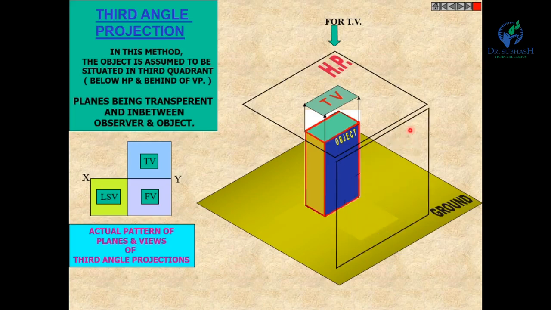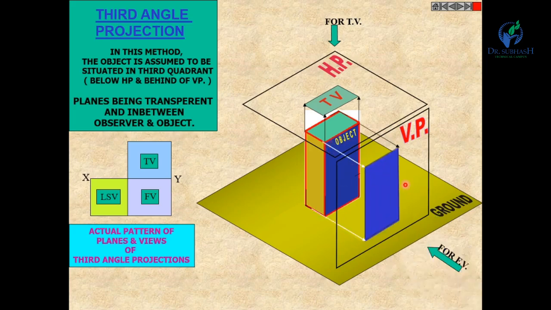Here this plane is VP. The observer is here. So for the front view, you can see the plane is in between the object and the observer, and this plane is transparent. The projection of this object is on VP, so this view is the front view. You can see here the object is below HP and behind VP.